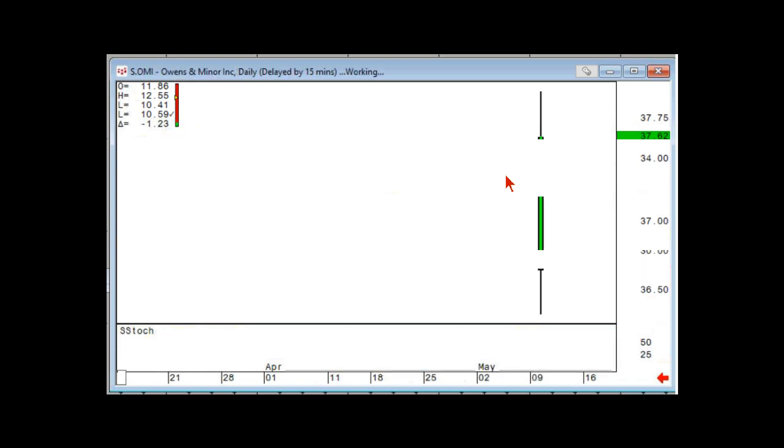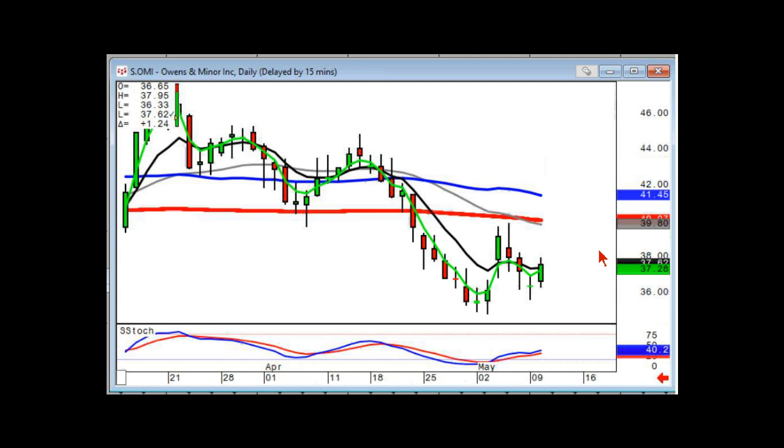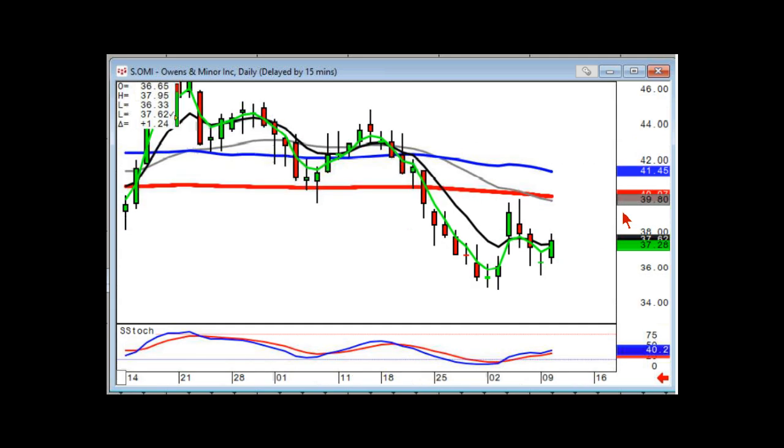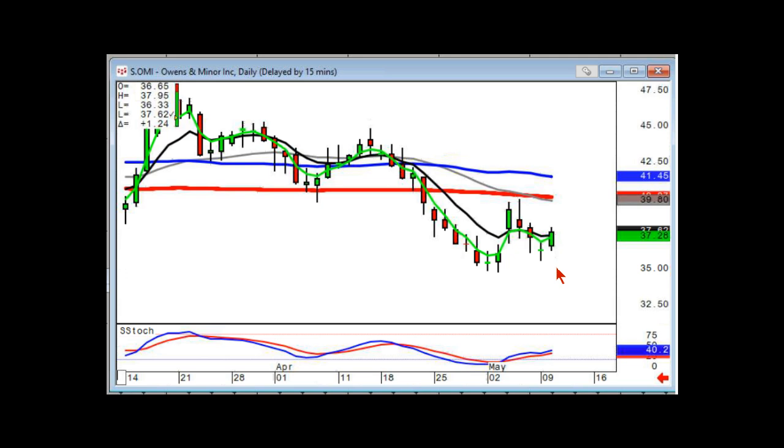OMI. Another one that if you want to go long, which I wouldn't do in this market, you could buy on a positive open, it's just not a very dynamic looking chart. As a matter of fact, it's not dynamic enough that I'd want to go long in something that doesn't really look great in this market heading lower.